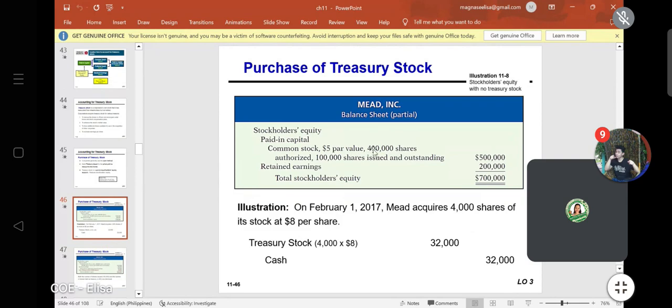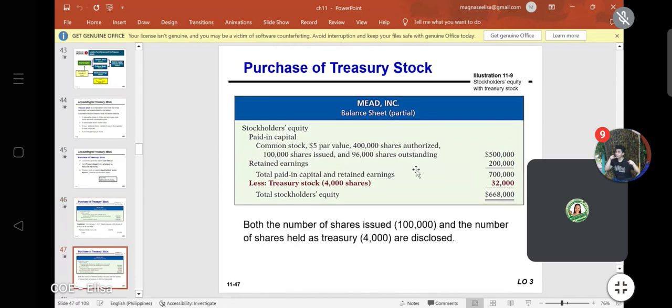Take note of this. 400,000 shares authorized, then 100,000 shares issued and outstanding. After the reacquisition of the treasury stock, these are the wordings here. 400,000 shares authorized, 100,000 shares issued, then only 96,000 shares are outstanding. Because the difference here of 4,000 is the treasury stock.